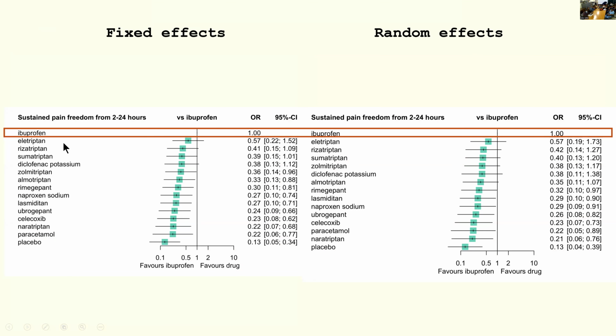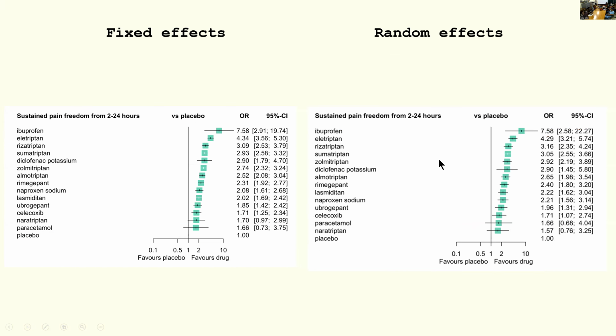So for individual drugs, if you see, brufen seems to be doing the best at sustained pain freedom at 24 hours. Next to brufen, you have eletriptan, followed by rizatriptan and sumatriptan. So here they have compared it with placebo. And brufen is in the topmost, followed by eletriptan.